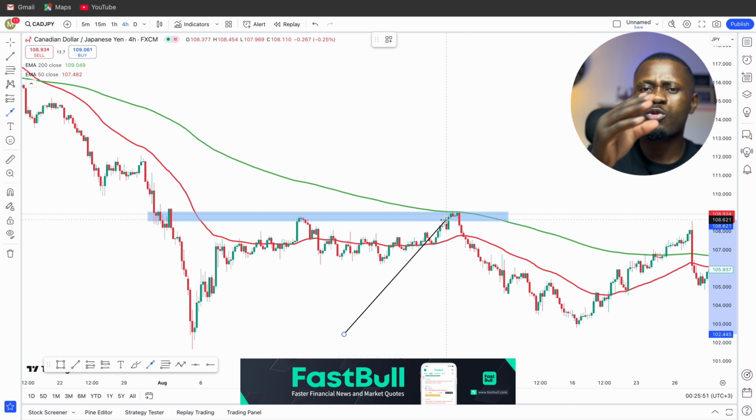So the moving averages are very key. They help you identify those support and resistance zones in the forex market, guys.